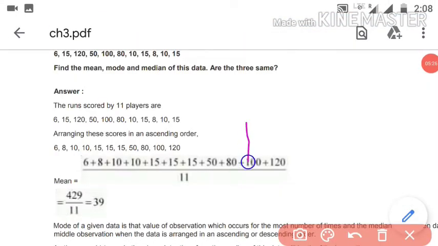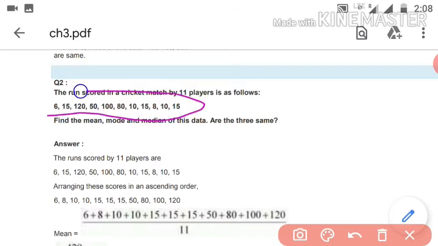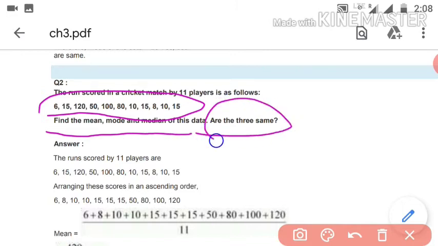Question number 2. The runs scored in a cricket match by 11 players are as follows. So these are the runs scored in a cricket match by 11 players. So 11 players got different scores. Now you have to find mean, mode and median of this data, and see whether these three values are the same or not. Mean we know how to find, isn't it? What is the mean formula? Sum of all the observations divided by the number of observations.